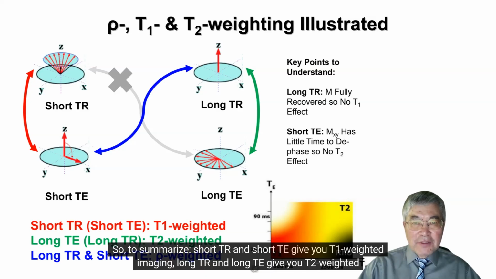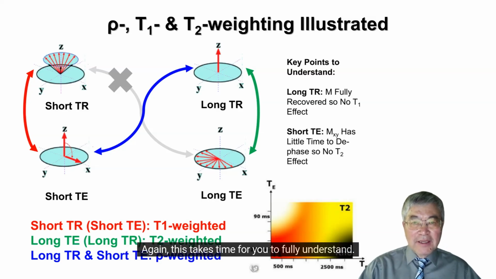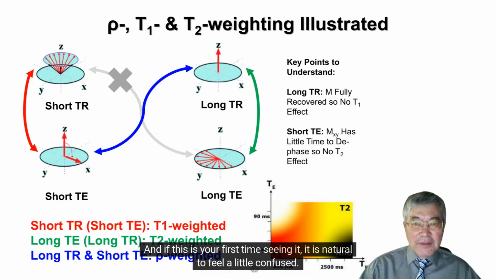So, to summarize, short TR and short TE give you T1 weighted imaging, long TR and long TE give you T2 weighted imaging, and long TR with short TE gives you RHO weighted imaging. Again, this takes time for you to fully understand, and if this is your first time seeing it, it is natural to feel a little confused.